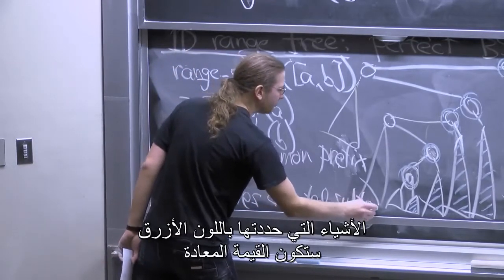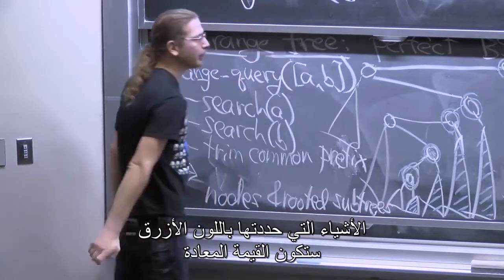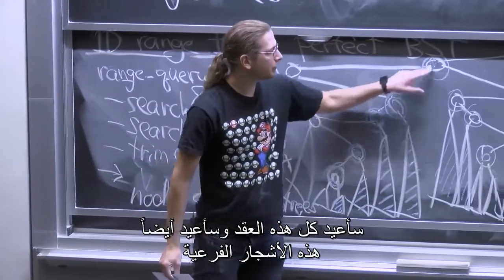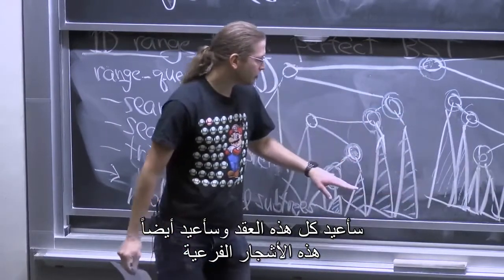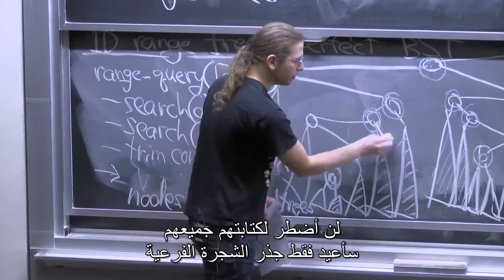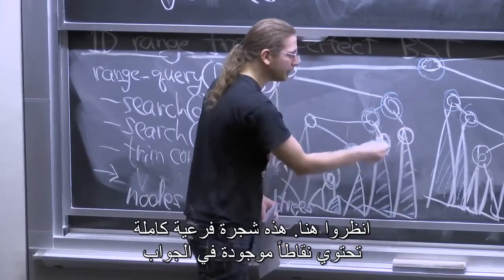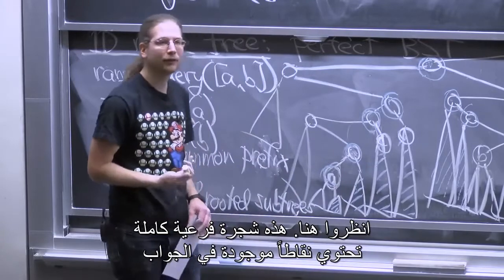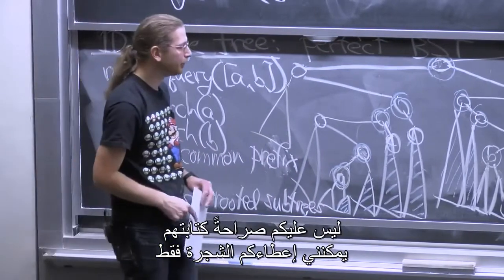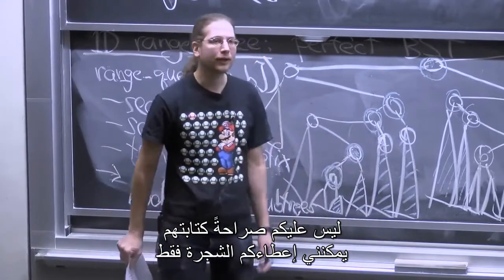The things I circled in blue are going to be my return value. So I'm going to return all of these nodes explicitly, and I'm also going to return these subtrees. I'm not going to have to write them down. I'm just going to return the root of the subtree and say, hey, look, here's an entire subtree that contains nodes, points that are in the answer. I don't have to list them explicitly. I can just give you the tree.